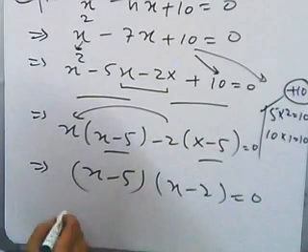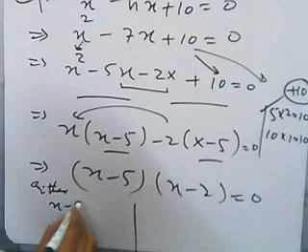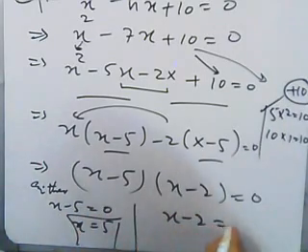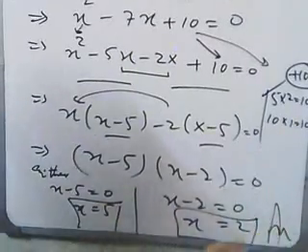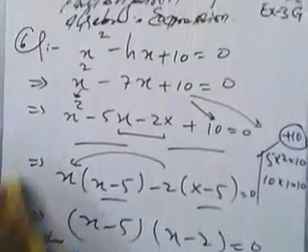So either this one is equal to 0, because you have two terms: x minus 5 is equal to 0, so x is equal to 5, and x minus 2 is equal to 0, so x is equal to 2. So here is the complete result of question number 6. Now coming to question number 7.